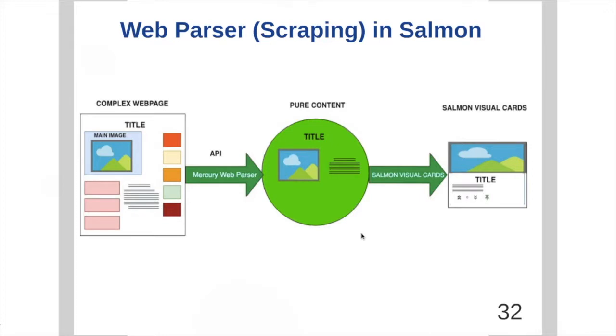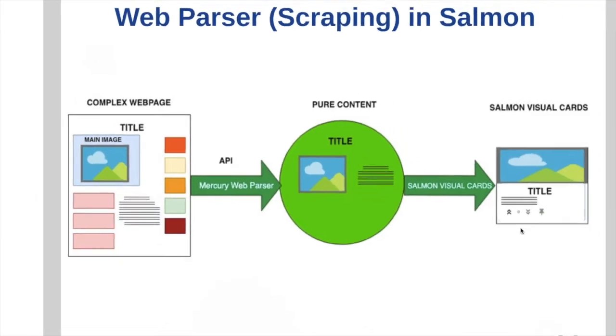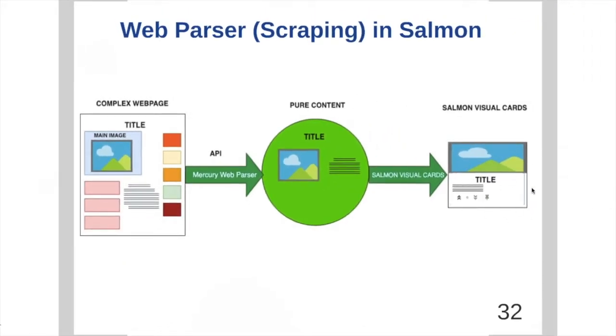Some specific key features: if the user adds an external link, such as a complex web page, we extract the title, main image, and main description, and we use Mercury Web Parser to achieve this goal and shape our visual cards.